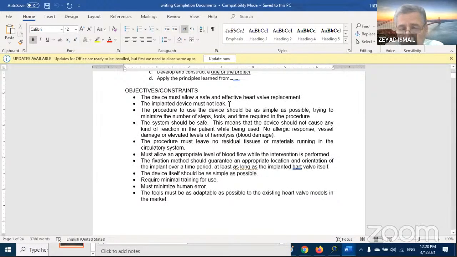The device must allow safe and effective heart valve replacement. The implemented device must not leak, or maybe this is for safety. The procedure to use the device should be as simple as possible, trying to minimize the number of steps, tools, and time required in the procedure. The system should be safe, and this means the device should not cause any kind of reaction in the patient while being used, and no allergic response.